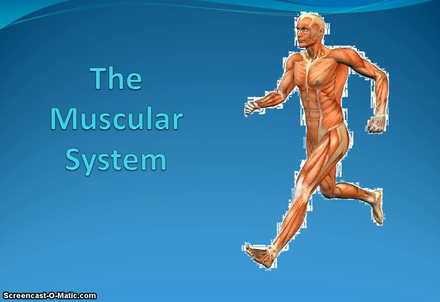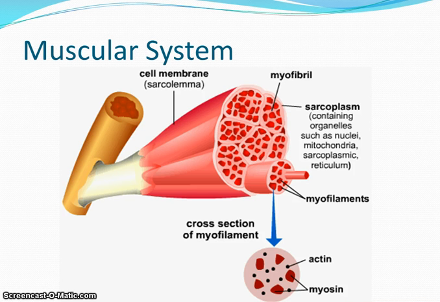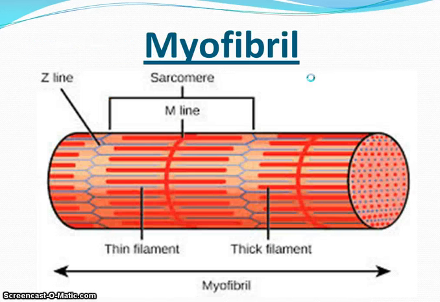Hi, today we're going to be talking about the muscular system. The muscular system is composed of many fibers. Each fiber is actually composed of structures called myofibrils, and they are all arranged longitudinally within that muscle fiber. So if you look at that, you can see how it is arranged.